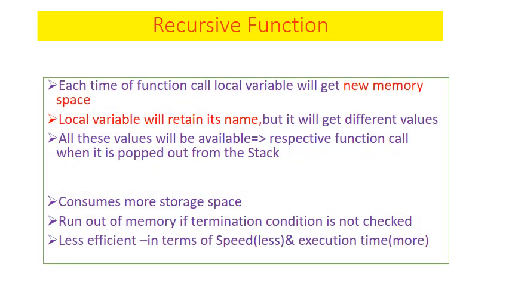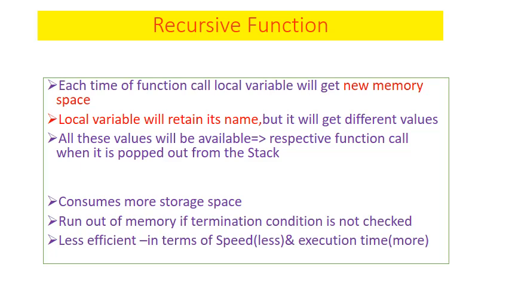The next point which you have to remember is this one. Each time of your function call, the local variable will get new memory space. The local variable name will remain the same, but it will get different values. And these values will be available to the place where it is called when it pops out from the stack.